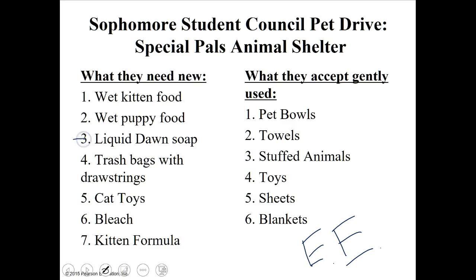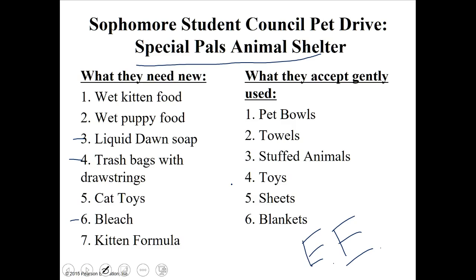Come on now, $1 for some liquid Dawn soap, that's not hard to get. Trash bags, we can get those at the dollar store. Even I think it has some bleach. Okay, you can probably get some of the rest of these things there. So it's not an expenditure, and we're going to help out some special pals at the animal shelter. They're a no-kill shelter. And those are sometimes hard to come by these days. If you have some gently used pet bowls, towels, stuffed animals, toys, sheets, or blankets at your house, bring them up. You've got to make sure you bring it to me so I can write your name down and make sure that you get extra credit, and then we'll make sure that we put it aside so we can help out this animal shelter.